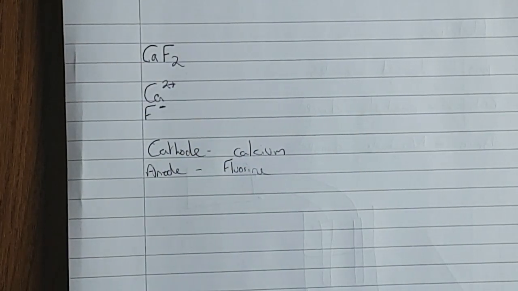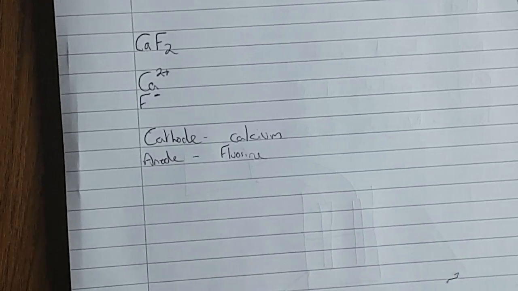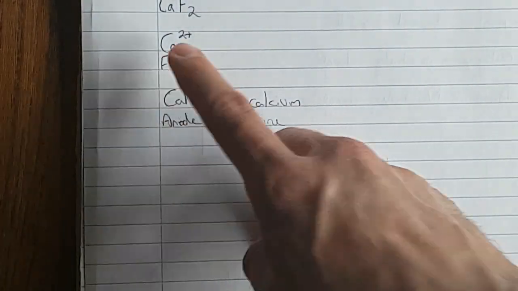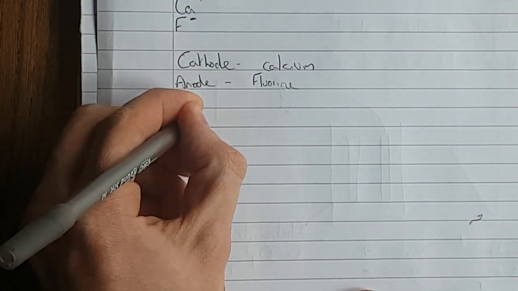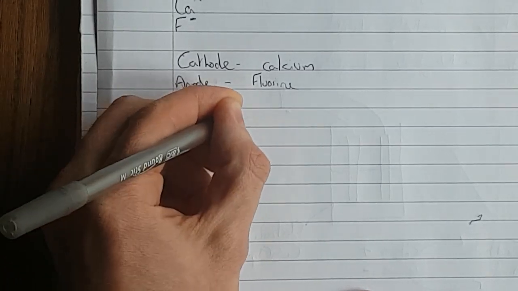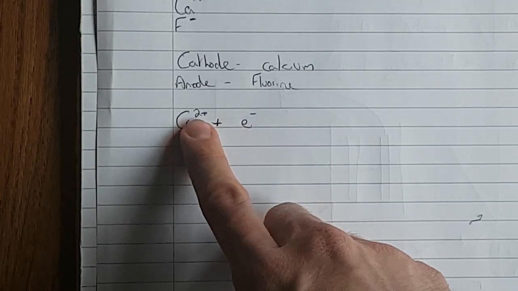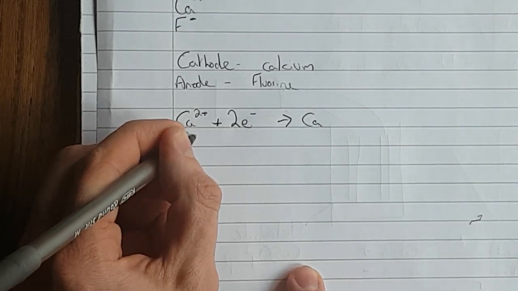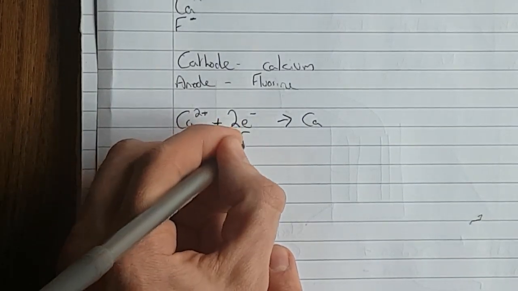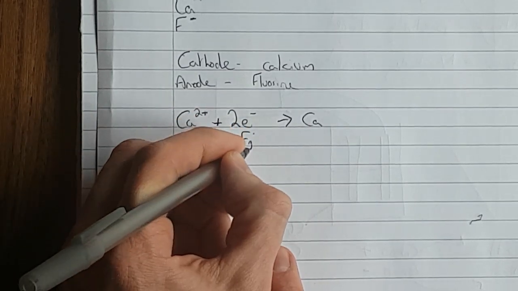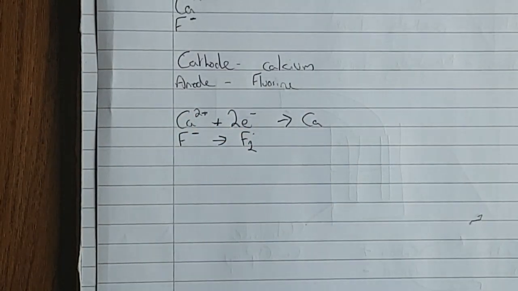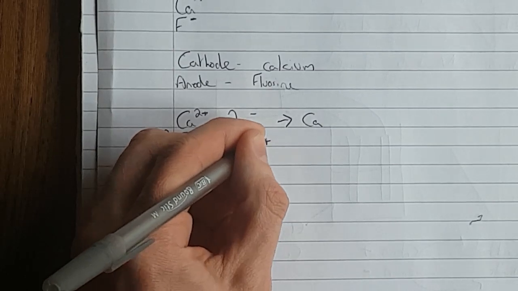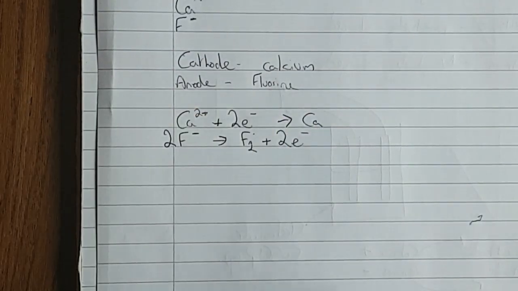And for those of you doing the higher tier test, you need to be able to do half equations. So we've got calcium 2+, and that needs to gain electrons. But remember, I've got 2+ here, so I need to gain 2 electrons, which will give me calcium. And for our fluoride, it's got a minus charge. It's going to form F2 because it's group 7, it runs around in pairs. So I need to have 2 fluorides here, and I need to lose 2 electrons.